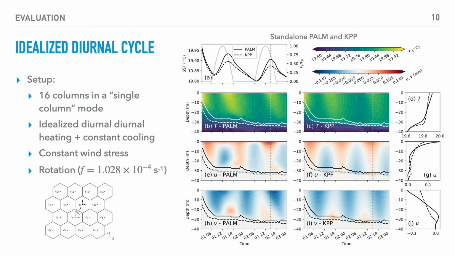So here is an illustration of what, in this test case, a standalone PALM and KPP will give us. This is showing the temperature, zonal velocity, and meridional velocity. I'm going to focus on the vertical profile, taken at the time when the sea surface temperature reaches maximum due to the diurnal heating. I'm going to look at these vertical profiles of temperature and velocity, and test the sensitivity of these simulation results with different coupling strategies. Here the solid curve is the standalone PALM, and the dashed curve is the standalone KPP.